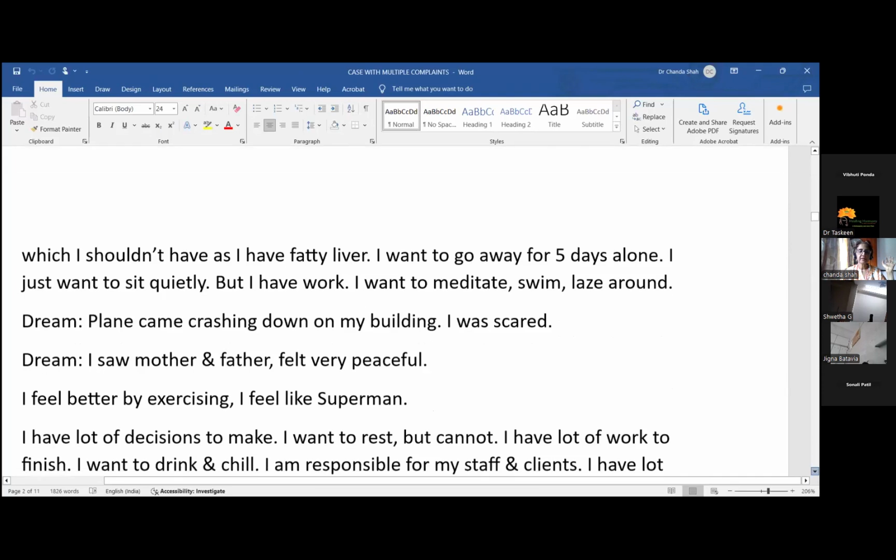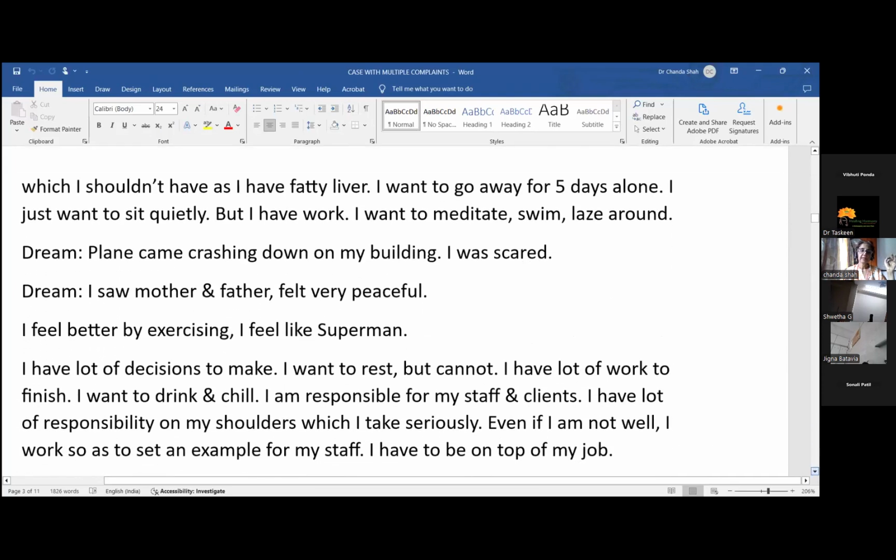Then another dream he had: the plane came crashing down on my building. I was very scared. And another dream was, I saw mother and father. I felt very happy, very peaceful. Then he said, "I feel better by exercising. I feel like Superman."